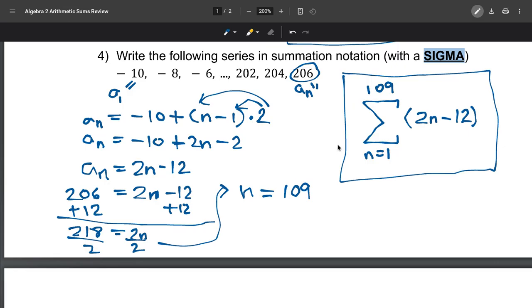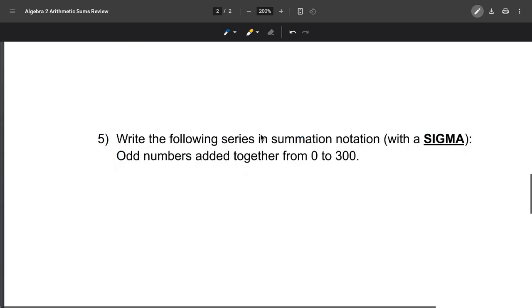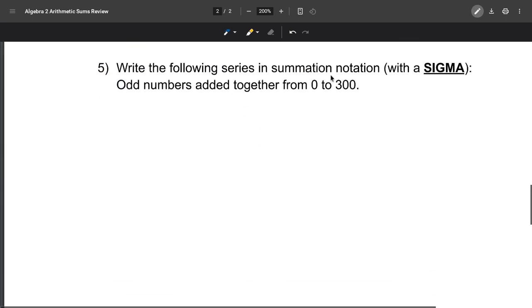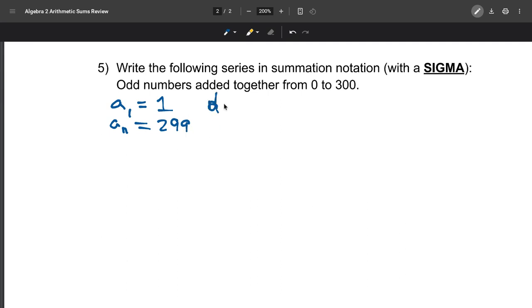Okay, that was problem 4. Let's go to problem 5. Write the following series in summation notation with the sigma. Odd numbers add together from 0 to 100. So the first term is going to be 1. It's the first odd number. The nth term is going to be 299. Common difference, we don't know n. The common difference, d. I don't know why I started to write n there. So the common difference, d, is going to be 2 because there's a difference of 2 between each odd number.